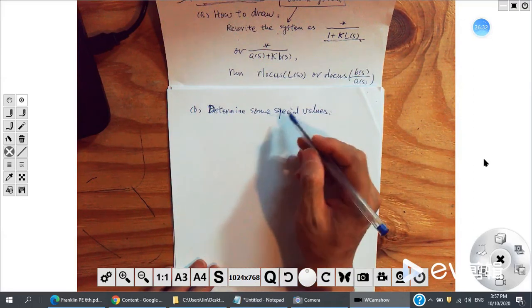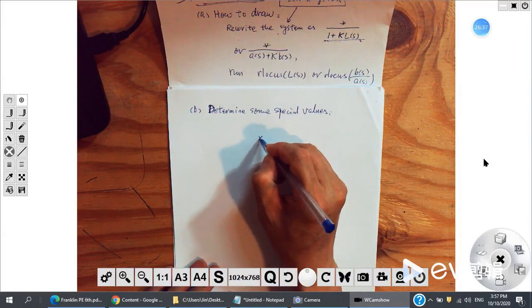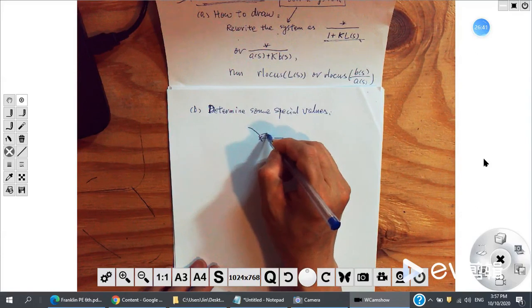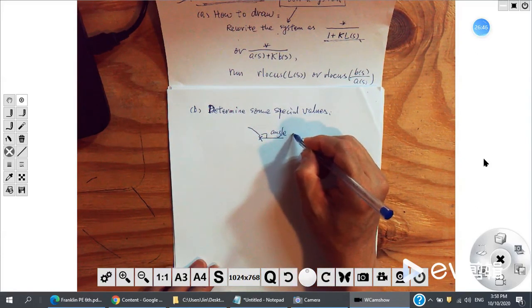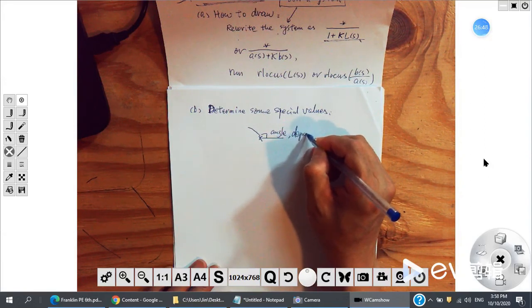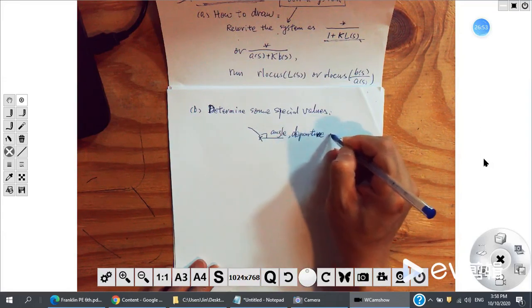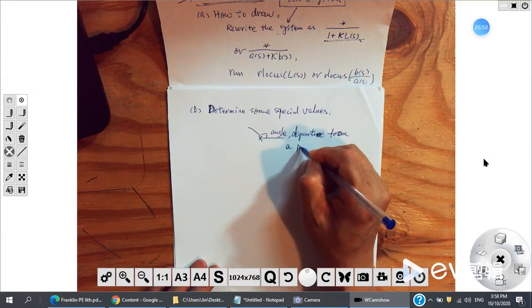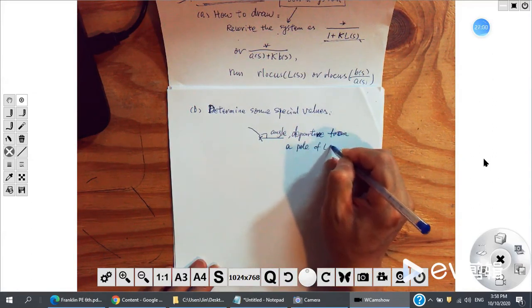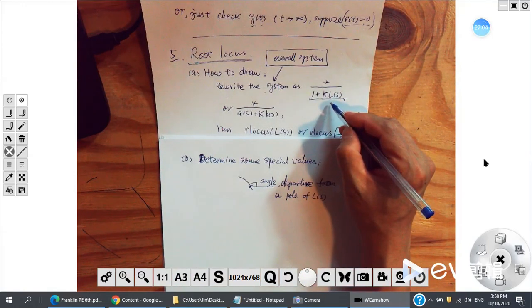We know the root locus will start from the cross, right? From the pole. You start from a pole. Then, okay, here, the angle of departure from a pole of that L of S. In MATLAB, people use G.